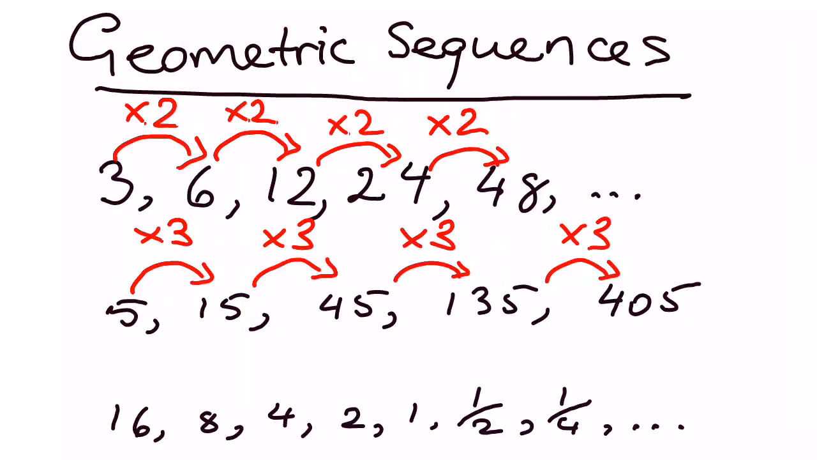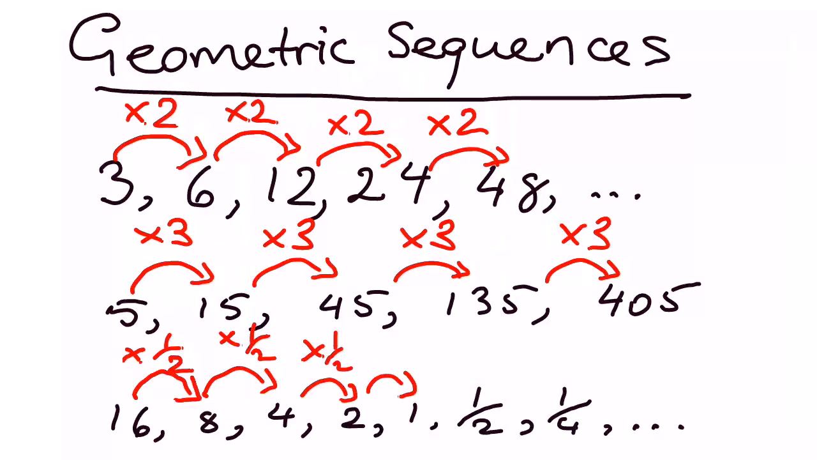Now be careful here, because you're going to look at this and think I'm dividing. And I kind of am. Dividing by 2. But I'm going to call it timesing by half, which is the same thing. Timesing by half. Timesing by half. Timesing by half. That's a geometric sequence.